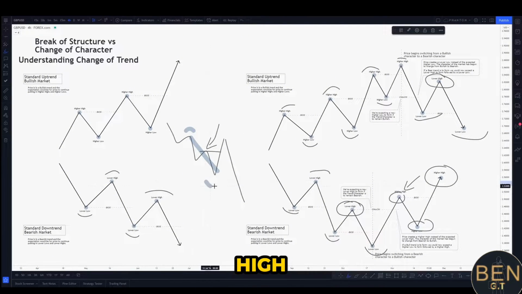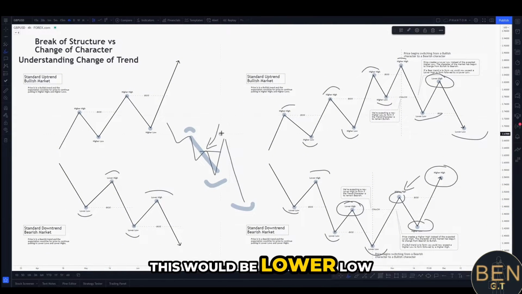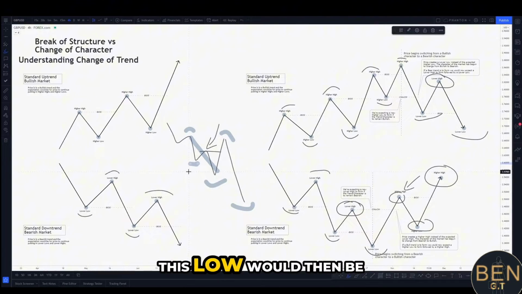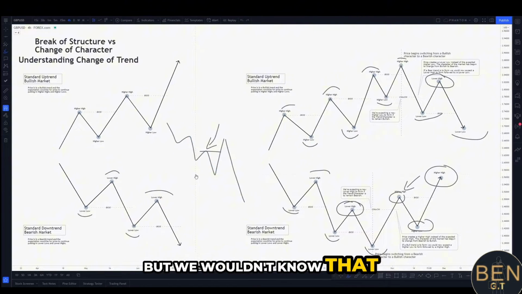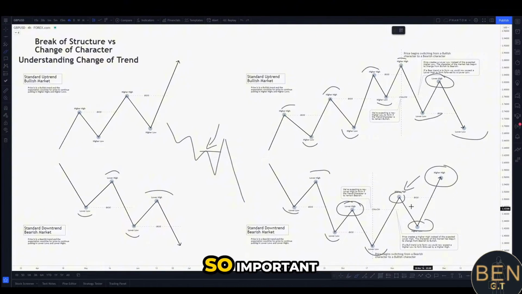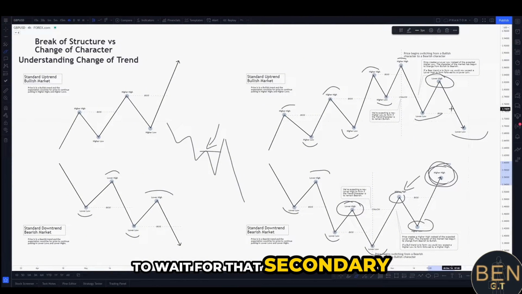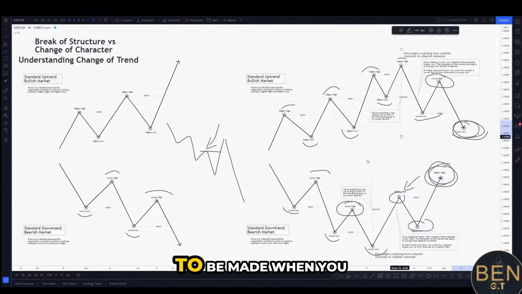This would be the lower high. This would be the lower low. This would be the lower low. This would be the lower high. This low would then be disregarded. But we wouldn't know that until it happens. And this is why it's so important to wait for that secondary point of structure to be made when you see that change of character, to really validate a trend.